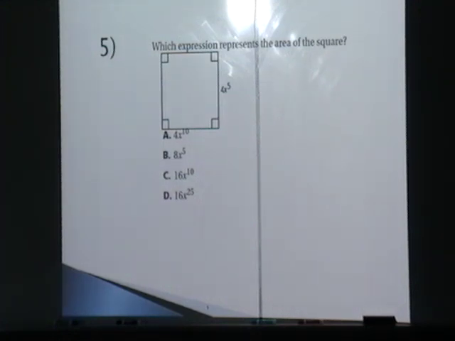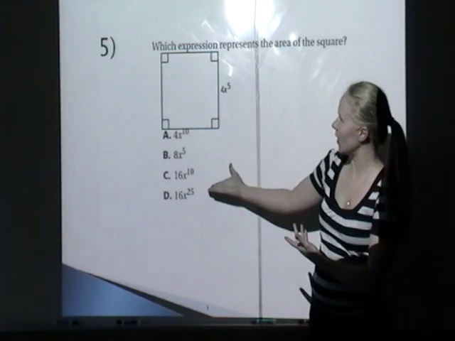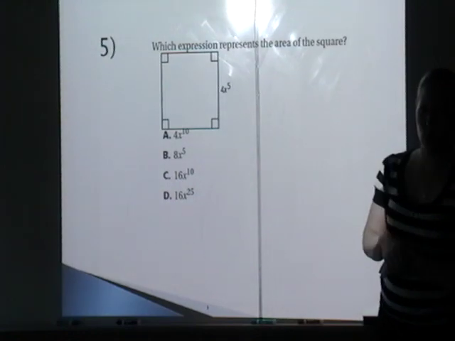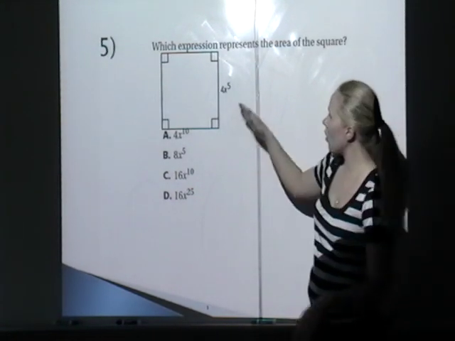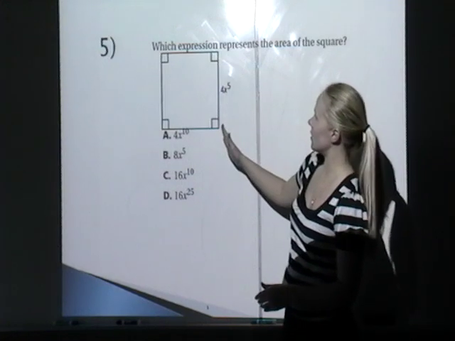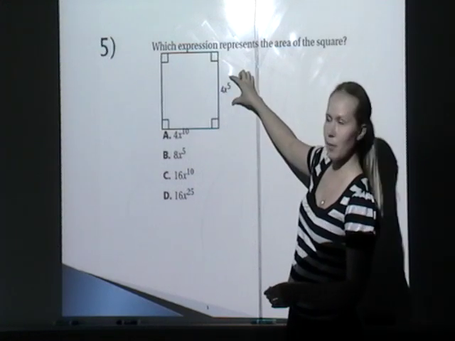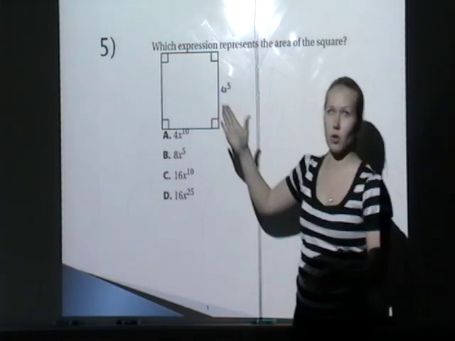Now here you'll notice that number 5, you have a square, and we're asked which of these 4 expressions, A, B, C, or D, represents the area of the square. Well, what do we know about a square? The side lengths are equal. So we know that if this side is the expression 4x to the 5th power, the other sides are also 4x to the 5th power.